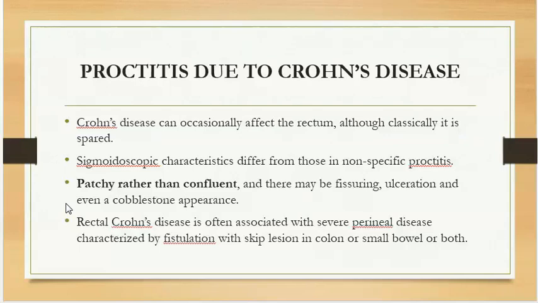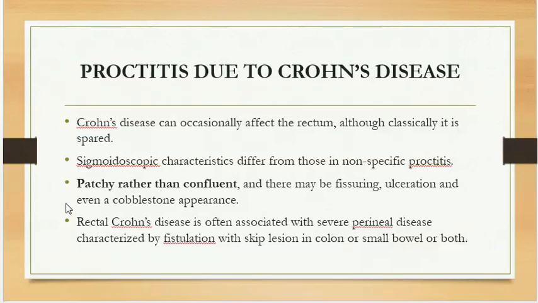Many a time we have talked about the fistula in ano, and that a fistula may be primary or secondary. So for the secondary fistula in ano, one of the causes is Crohn's disease. So, rectal Crohn's disease is often associated with severe perineal disease, which is characterized by fistulation, fissuring, and hemorrhoids. These conditions are the secondary variety, where the underlying cause is Crohn's disease.